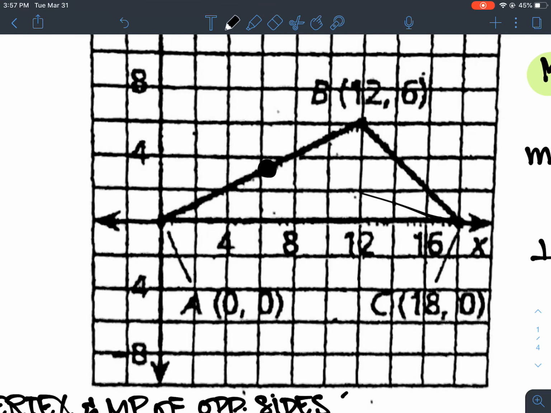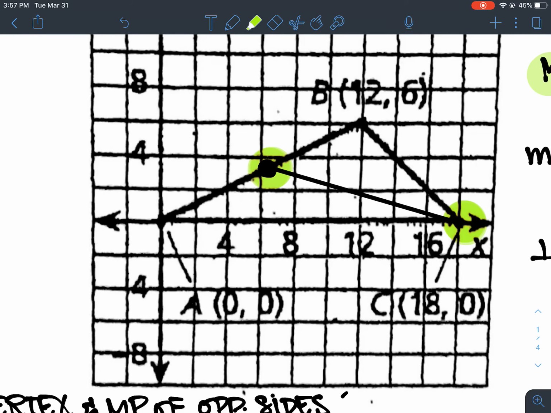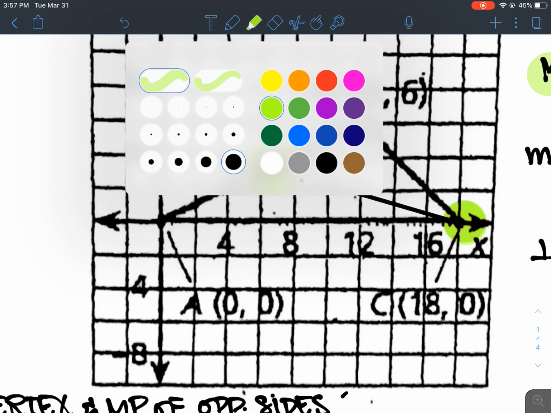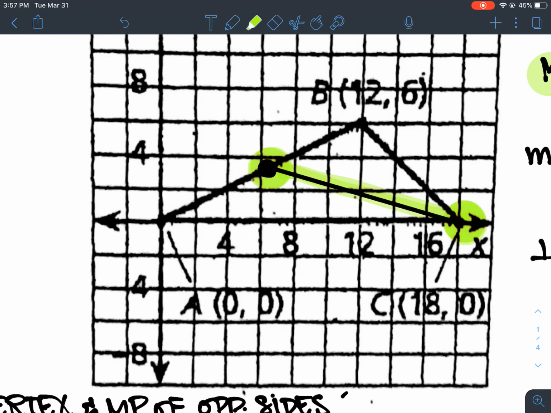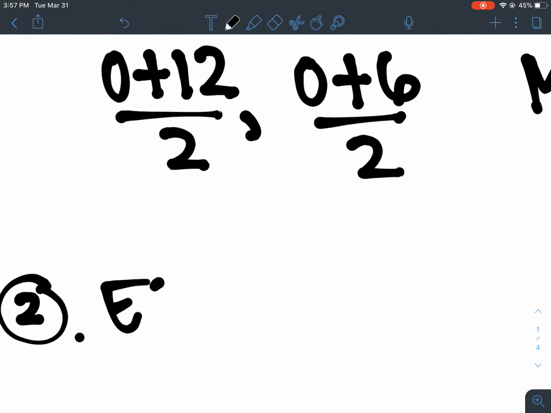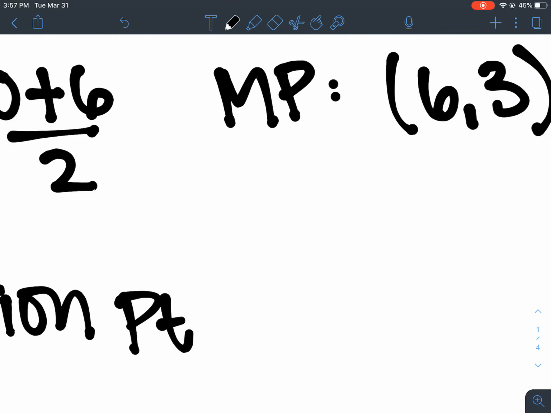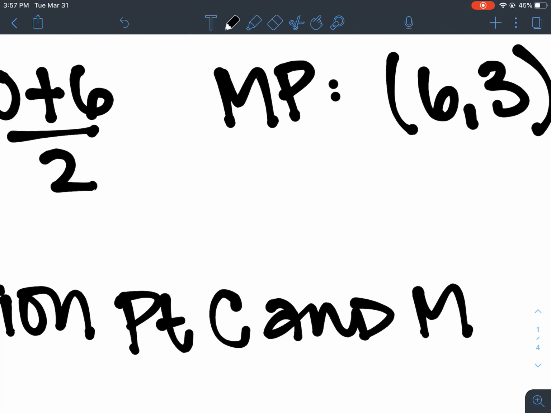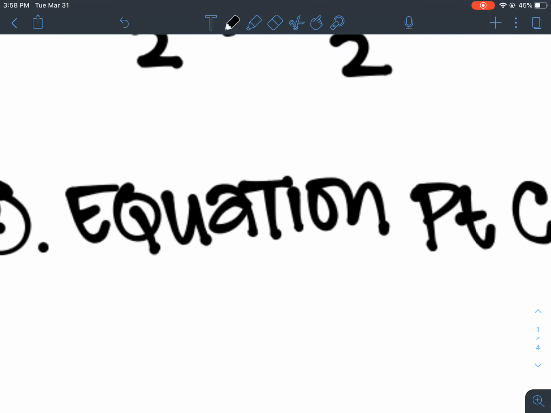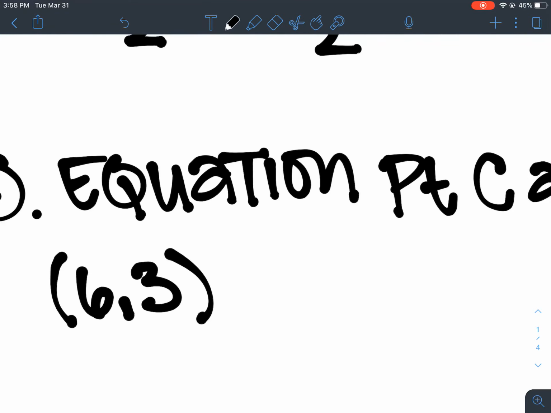Now I would sketch the segment. I should have done this in a different color so you can see, but I would sketch the segment connecting point C and this midpoint. What I'm trying to write is the equation of this line, so I need to find my slope. My second step is to write my equation using point C and the midpoint I found in step 1: (6, 3) and (18, 0).